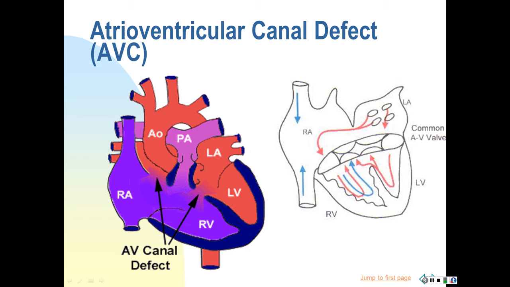This is what they call a complete AV canal, the one on the right. If you notice that they have one huge valve, pretty much a big ventricle and a big atrium. This one, the complete AV canal, is definitely more difficult to repair than it would be if they had something like this over on the left side.